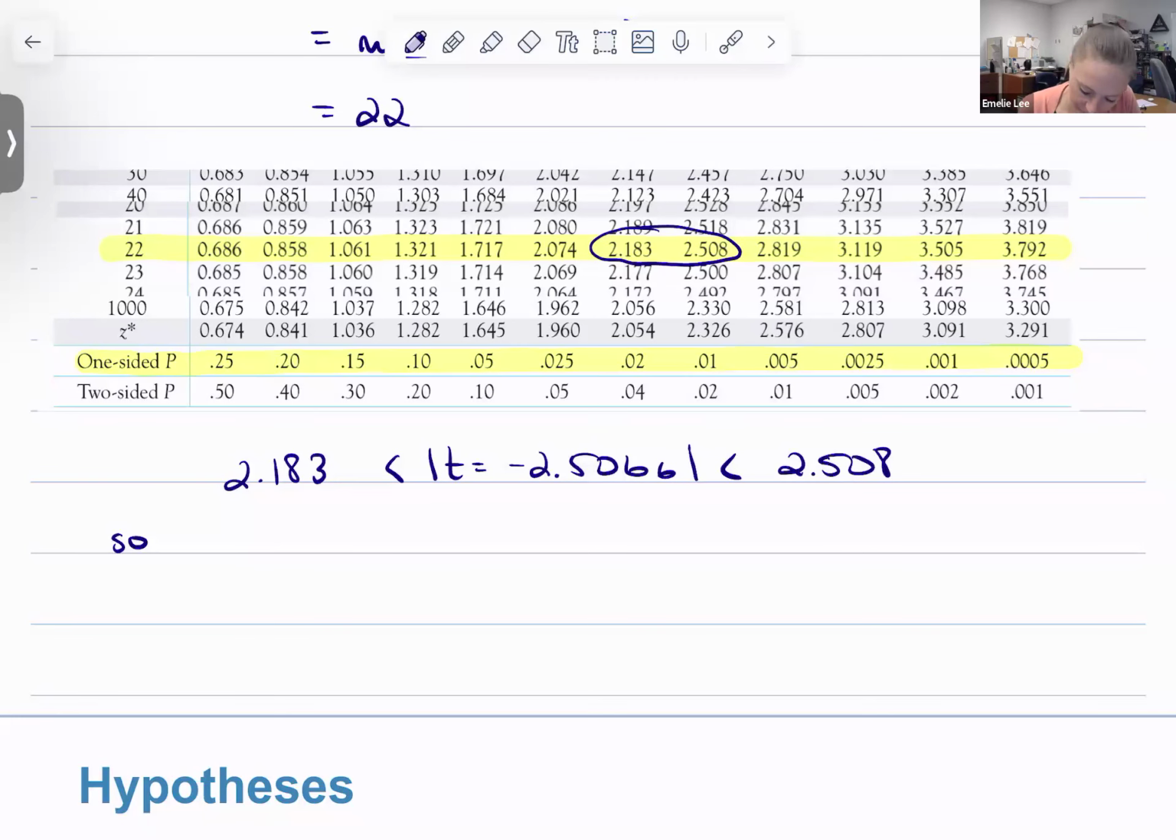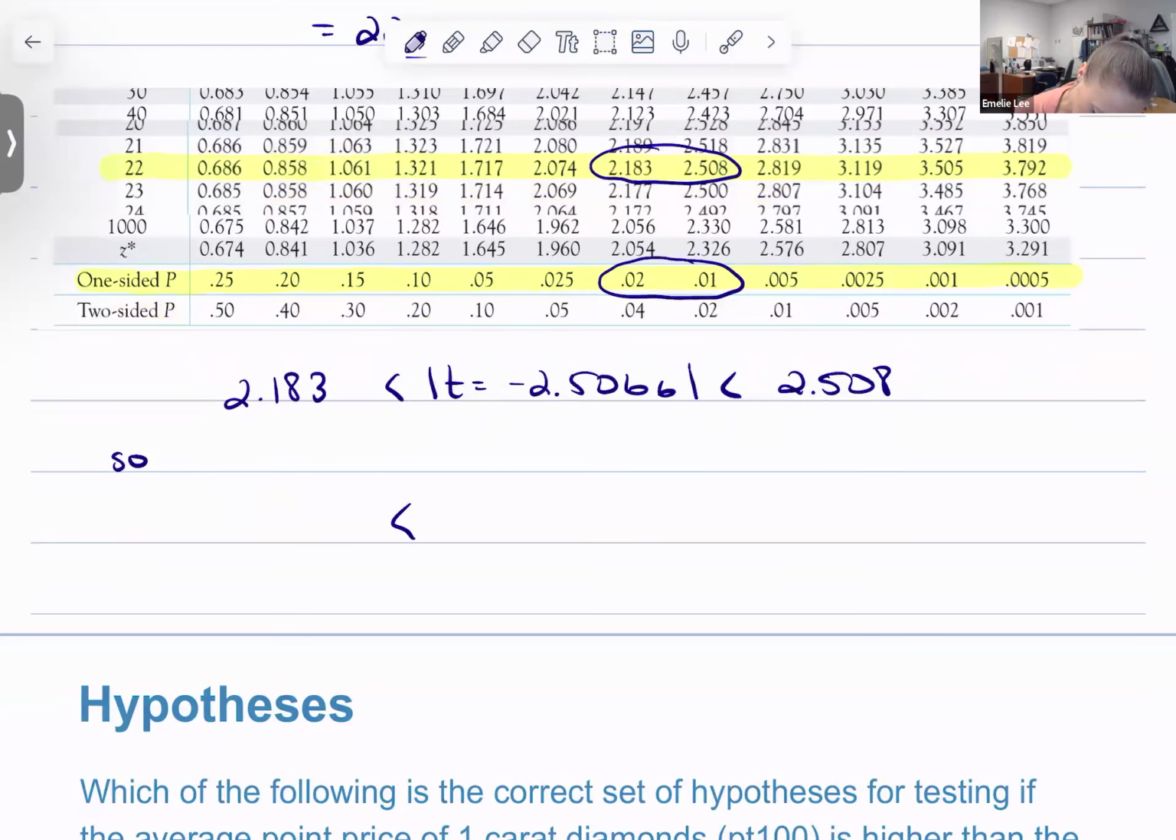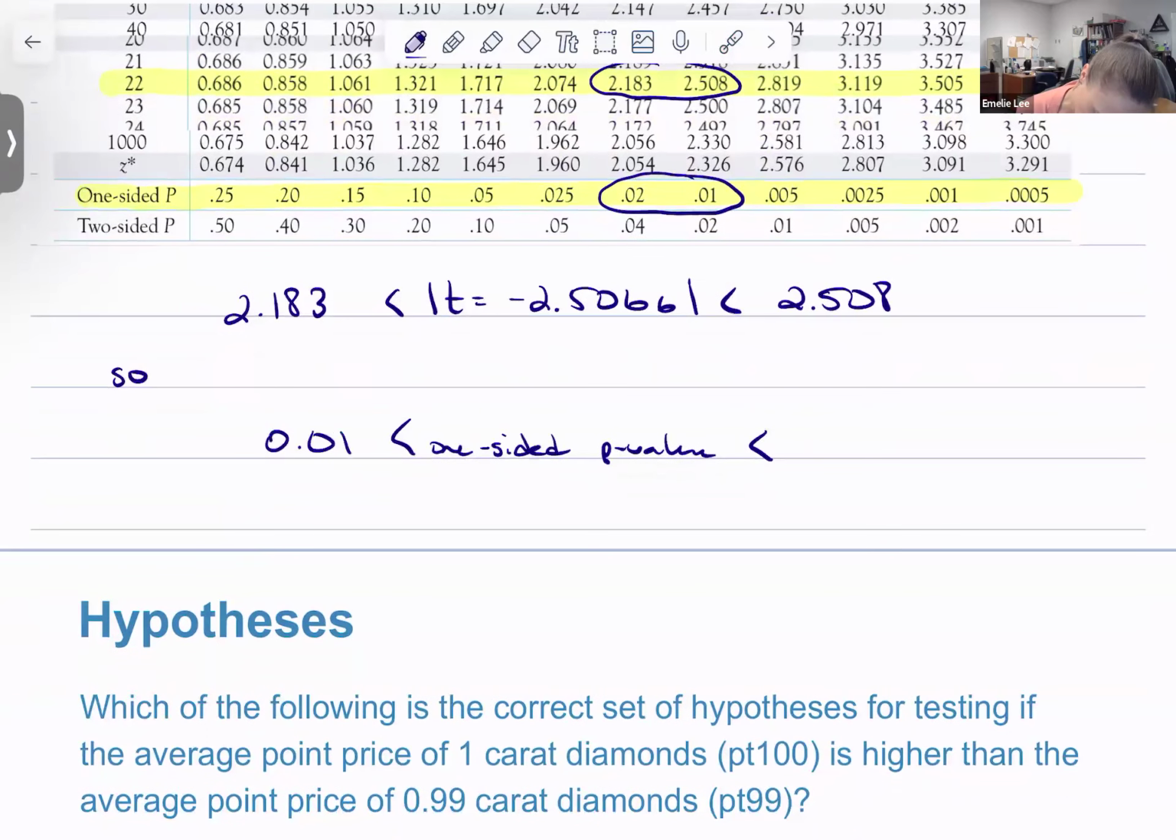So my p-value is somewhere between 0.01 and 0.02, remembering that as you move further into the tail, the area in the tail gets smaller and smaller, and so we have to read them from smallest to largest because of how I have the sign here. So the one-sided p-value is between 0.01 and 0.02. You can use Excel to find the exact p-value, but it'll be somewhere between 0.01 and 0.02.